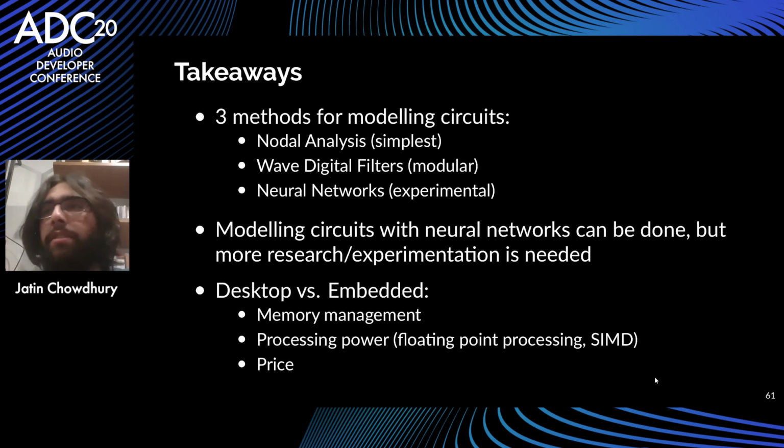And then also price. You can get a more powerful processor, but it's going to cost more as well. So you want your algorithms to be as efficient as possible. And if something like a neural network can help with that, then that's great.